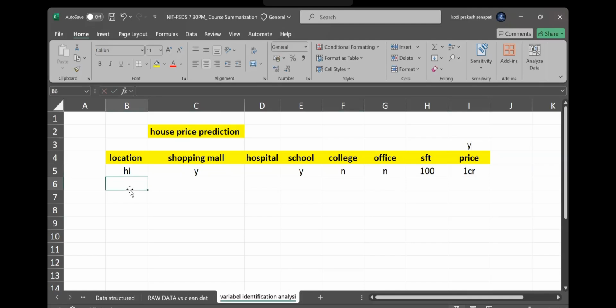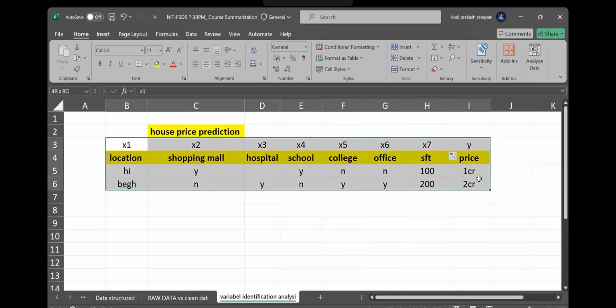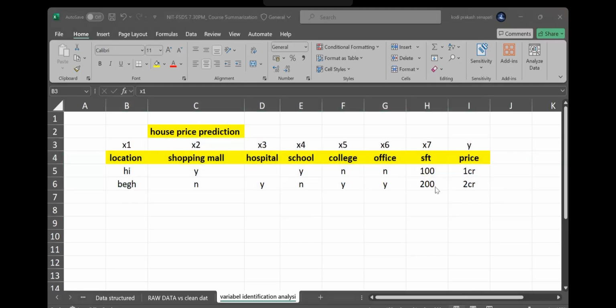So now another location is Begumpet, and shopping mall, no. Hospital, yes. School is no. College, yes. Office is yes. Square feet, 200, and 2 crore. Okay, so location, can I say x1, x2? Just go here and mention this. So one dependent variable and these are independent variables. Can you tell me, does this use case come under regression or classification? Online team, can you answer my question?